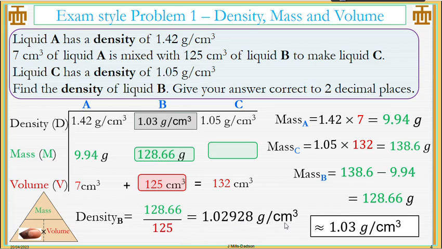Remember, our volume is in centimeter cubed and our mass is in grams, so that is the right unit to use. But the question says give your answer to 2 decimal places. So 2 decimal places is 1.03 grams per centimeter cubed.